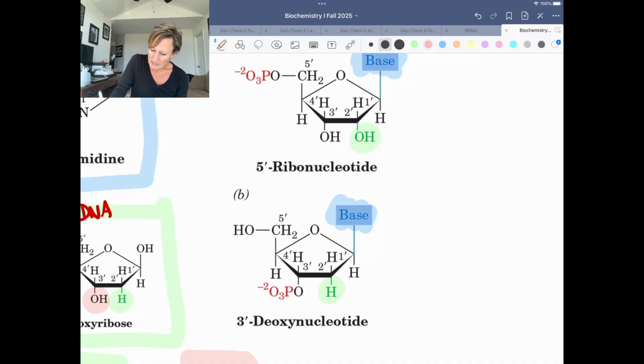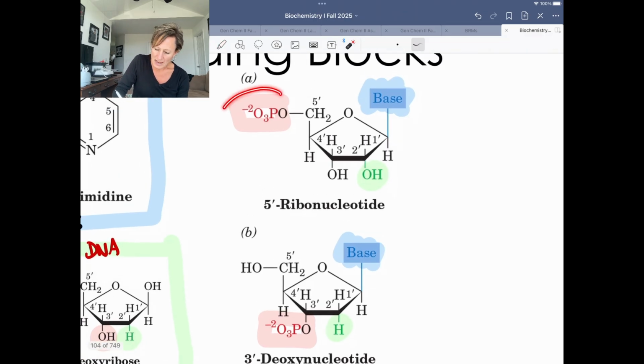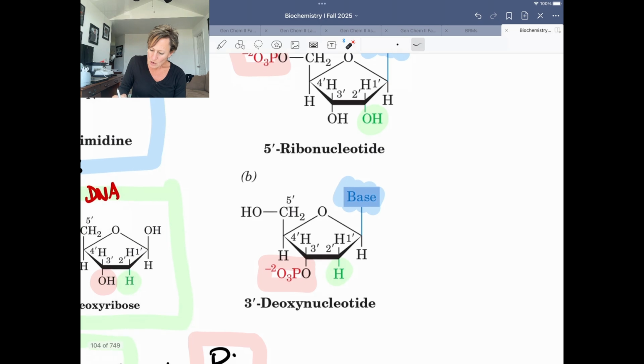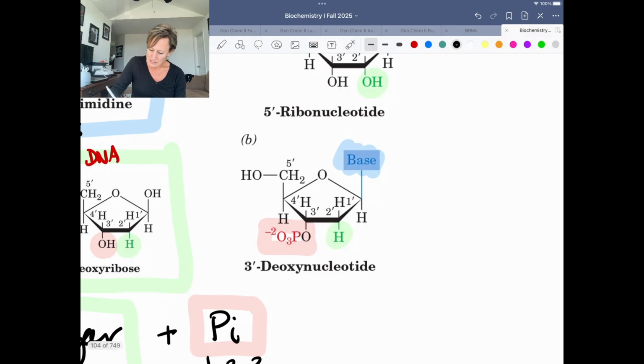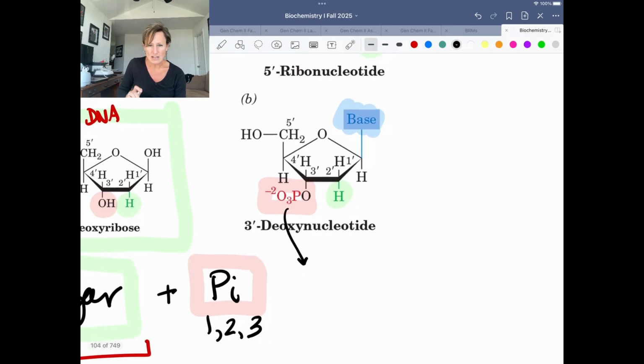And then importantly, we can have phosphate groups attached at different positions. You can have phosphate groups that are attached at the 5' position. This is typically when we see things like ATP. It's going to have 3 phosphates attached at this 5' position, but you also can have a 3' phosphate group. And I do want you to know what this phosphate group is.